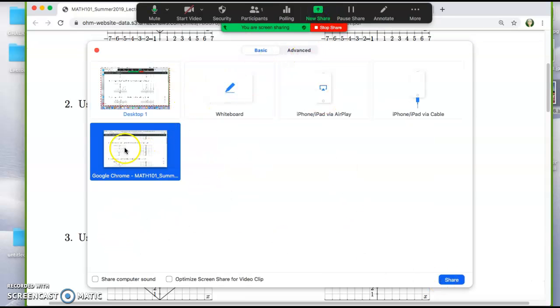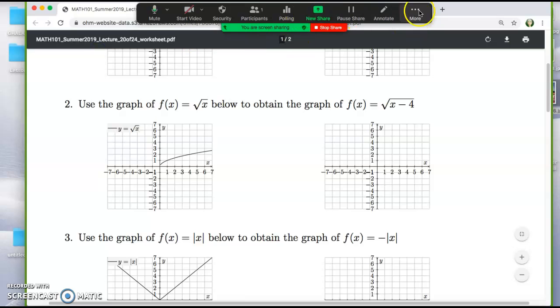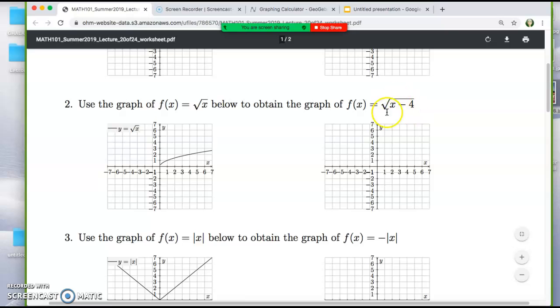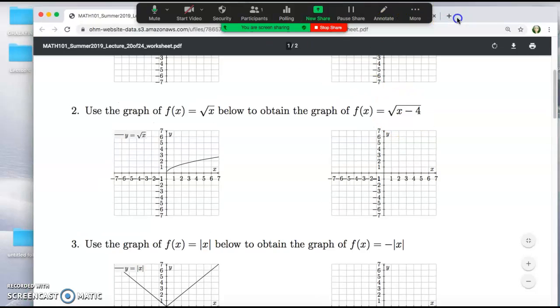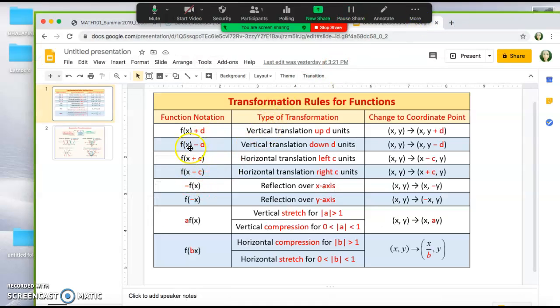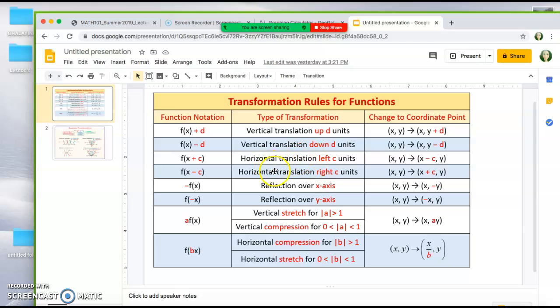So let's see what kind of transformation this is going to make. Now remember, when something is on the inside, as you can see here, the minus 4 is inside of the function. It's part of the function, meaning it's under the square root. When something is inside of the function, it's a horizontal translation, meaning it moves left or right depending on the sign. If the sign is plus, you move left. If the sign is minus, you move right.